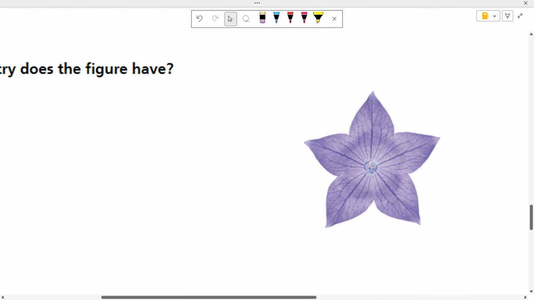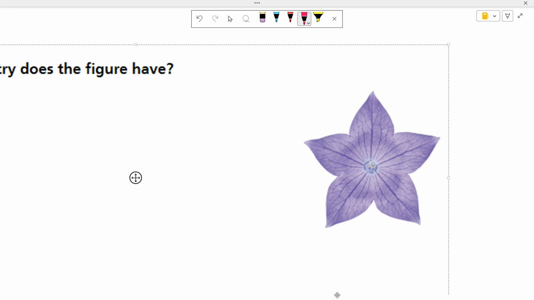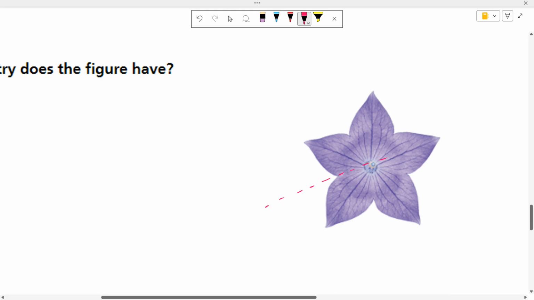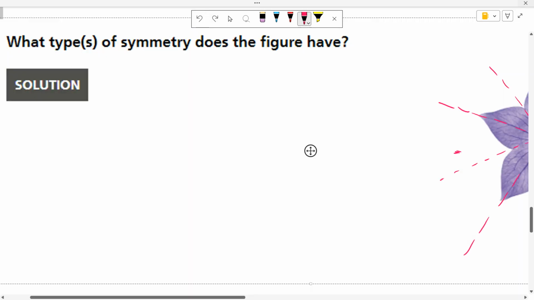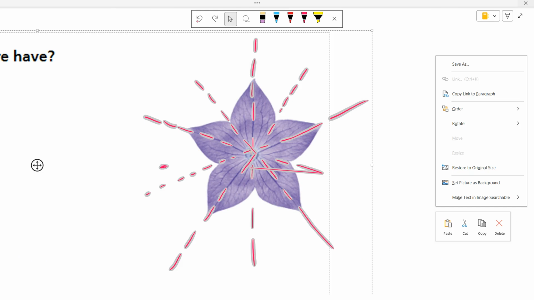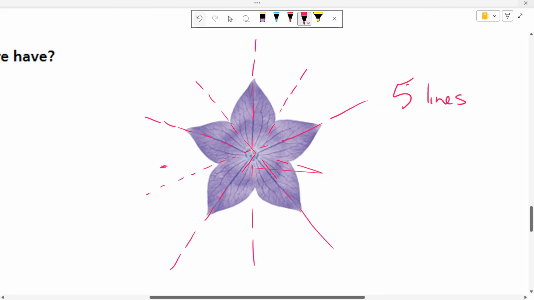This flower, how many lines of symmetry do you think it has? If it has 5 petals, I think it has 5. Let's see. Maybe it has 10. Let's see. 1 there, folds across itself. 1 there. 1 there. 1 there. And 1 there. Oops. I really messed this up. Undo. Undo again. So it has 5 lines of symmetry.